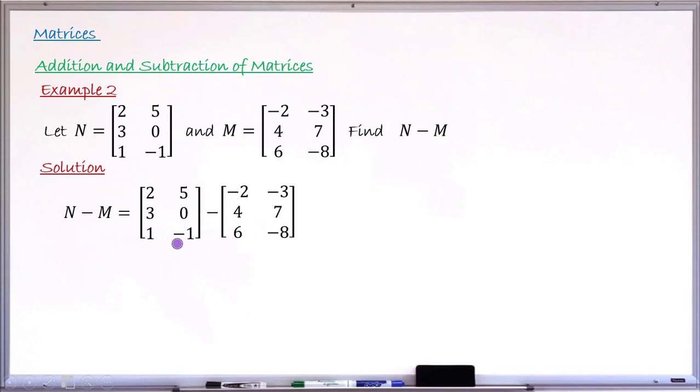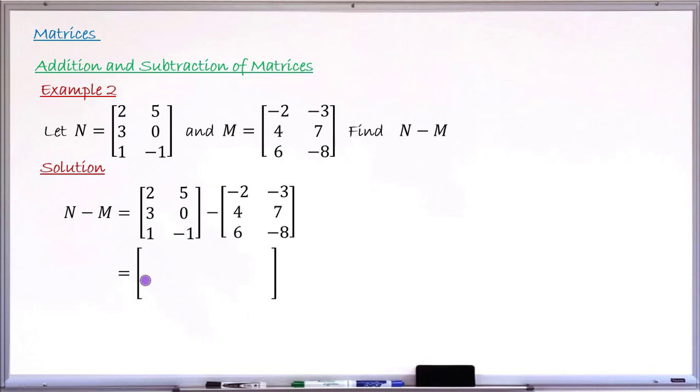So the rule says first check the condition. Do they have the same dimension? Matrix N has 3 rows, 2 columns, so it is 3 by 2. And matrix M also has 1, 2, 3 rows and 2 columns. So the dimension is the same, which means I can do the subtraction. And the rule says to do this subtraction, you subtract the corresponding entries, that is entries in the same position from the two matrices. So let me do that.